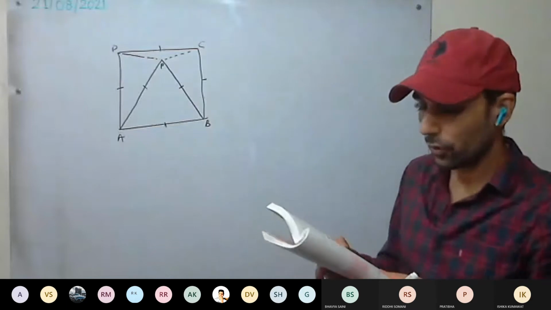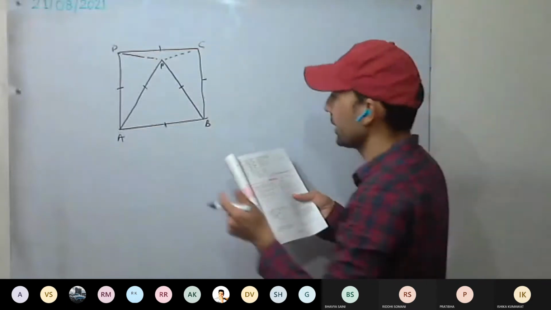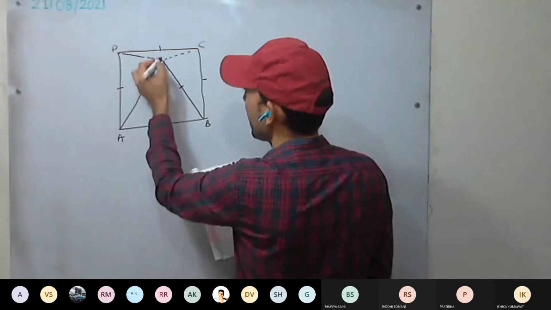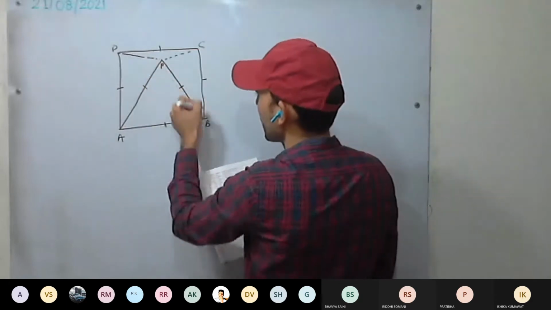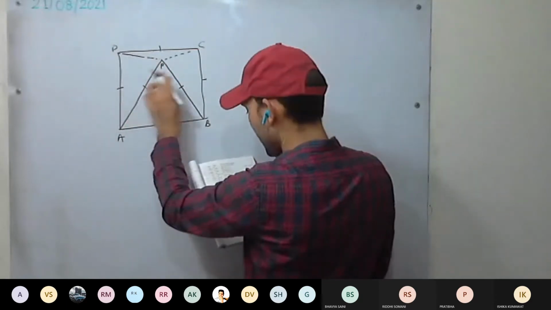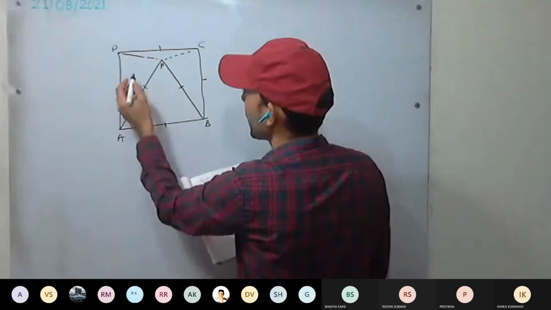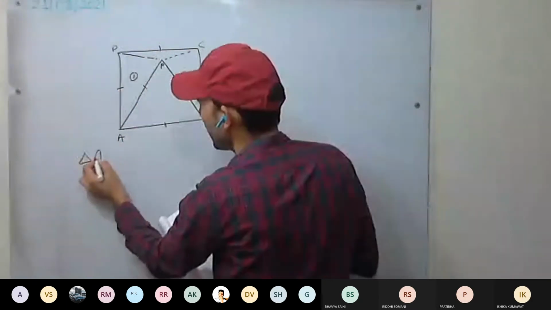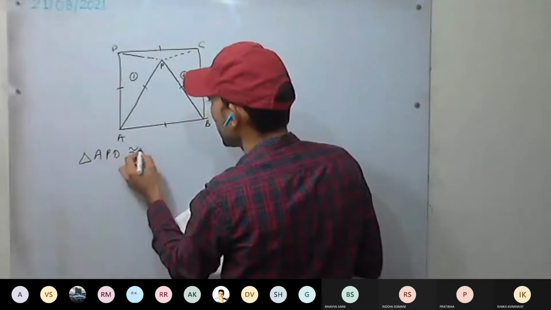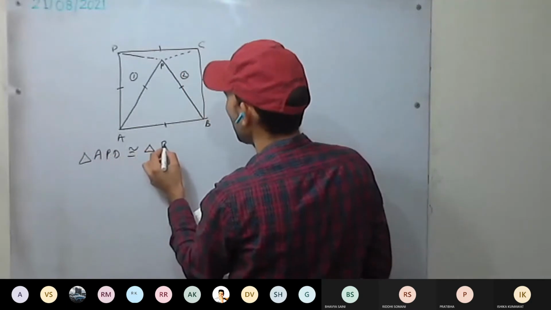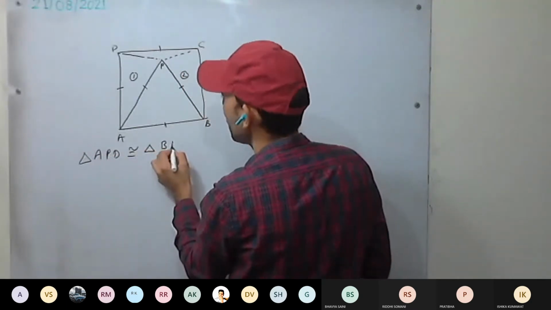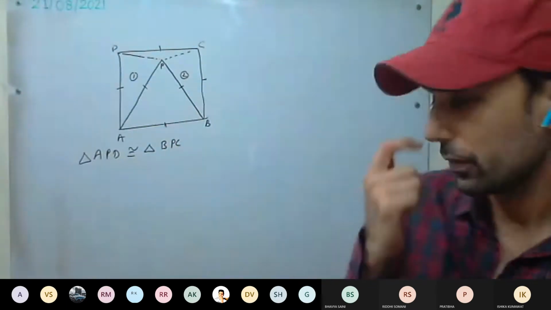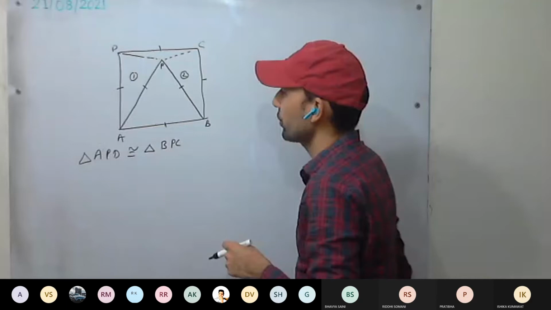Now we have to prove triangle APD is congruent to triangle BPC. This is the first triangle, this is the second triangle. We have to prove triangle APD congruent to triangle BPC. So can you tell me how we can prove them to be congruent? What do we require?